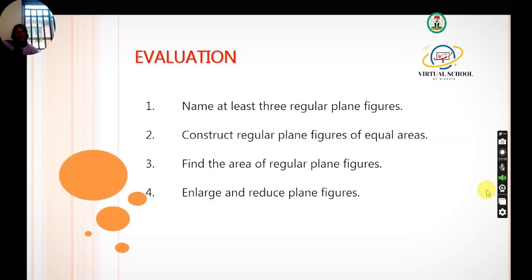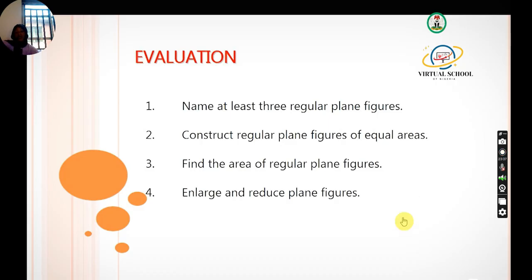Now, here is your evaluation. Name at least 3 regular plane figures. Construct regular plane figures of equal area. Find the area of regular plane figures. Enlarge and reduce plane figures.